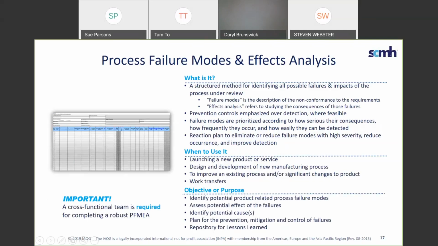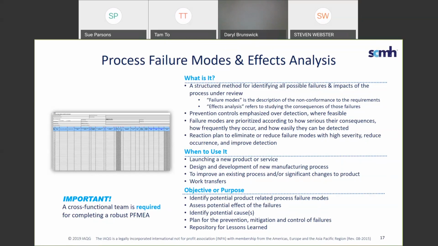Okay, so what is a process failure modes, effects, and analysis? Well, like we've said, it's a structured methodology for identifying all possible failures and impacts to the process. What is a failure mode? These are two good definitions you want to write down and keep with you, because this is where confusion comes in. A failure mode is the description of the non-conformance to requirements. So you have a requirement, and your product is showing that it's not meeting the specification. That's your failure mode. The effects are the study of the consequences of those failures.